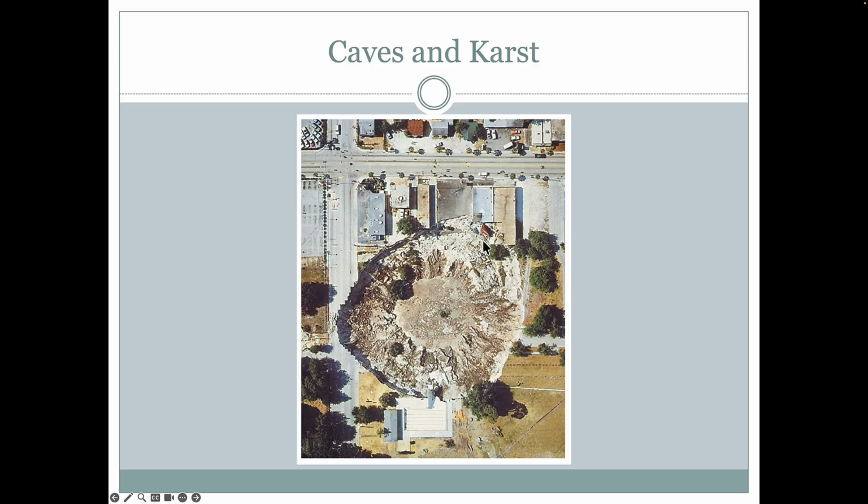These collapse features are not as big as a state, but they can be as big as a building or two. This shows a collapse feature here in Florida, and you can see some buildings and cars here for scale. This entire area has just collapsed in on itself. These areas can be hard to detect beforehand because you would have to know what the entire underground cave system looked like under the ground in order to even predict where there might be structural instability. So it's sometimes difficult to predict where these sinkholes are going to occur.